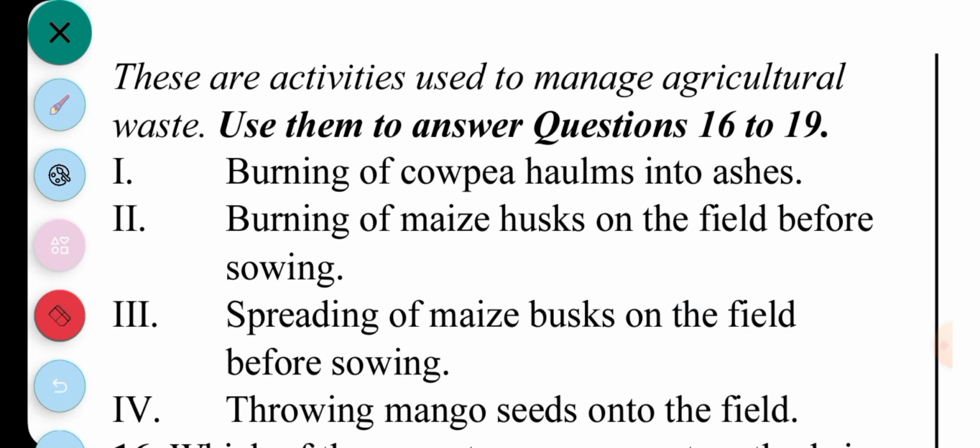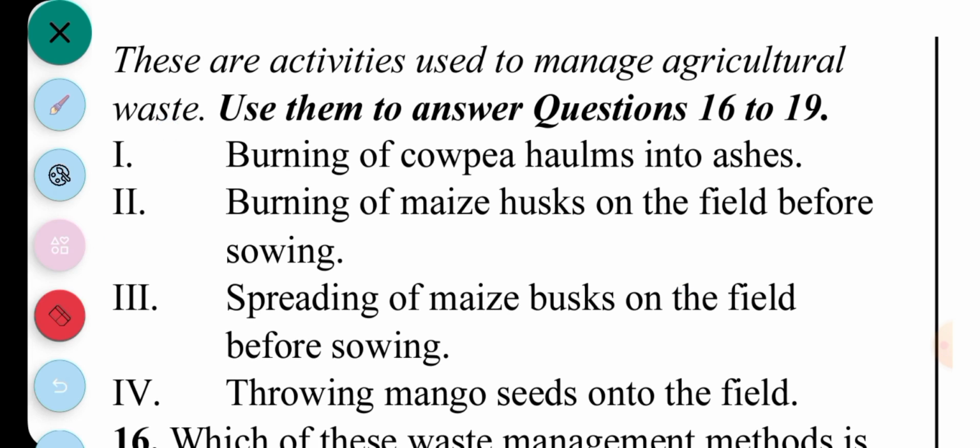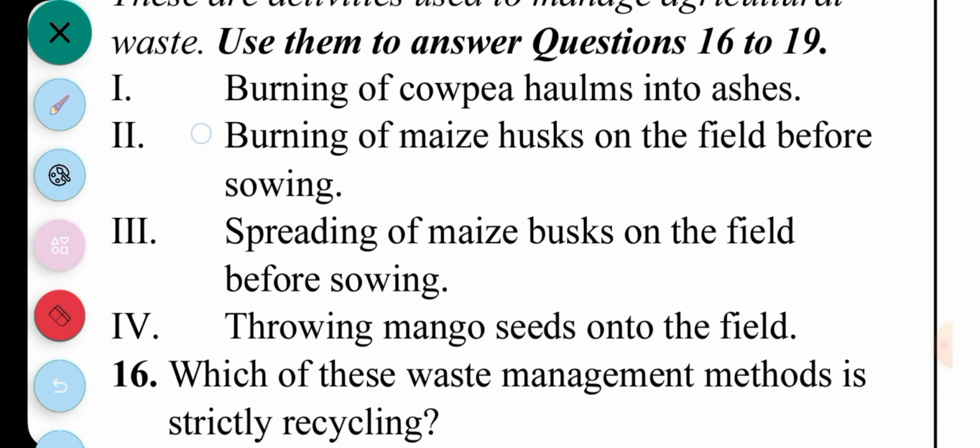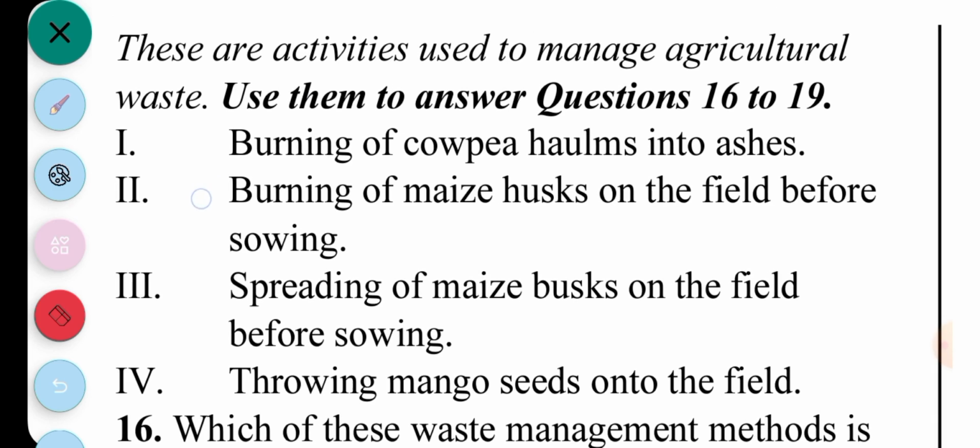So these are activities used to manage agricultural waste. Use them to answer questions 16 to 19. So I, burning of cowpea hulls into ashes. II, burning of maize husks on the field before sowing. III, spreading of maize husks on the field before sowing. IV, throwing maize seeds onto the field.